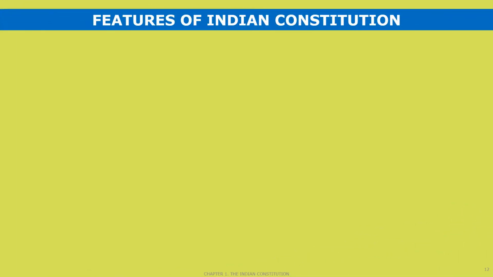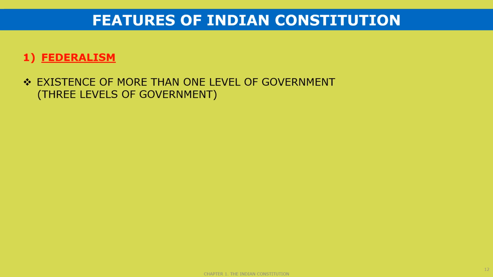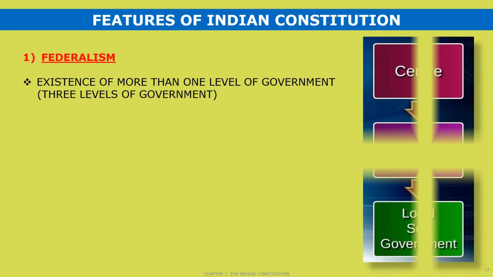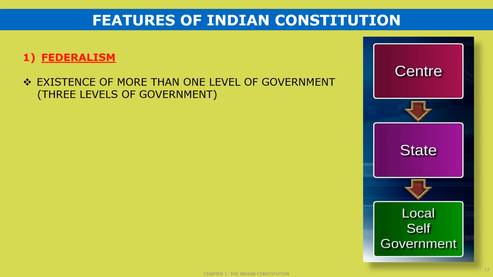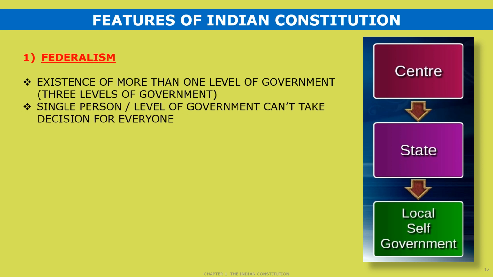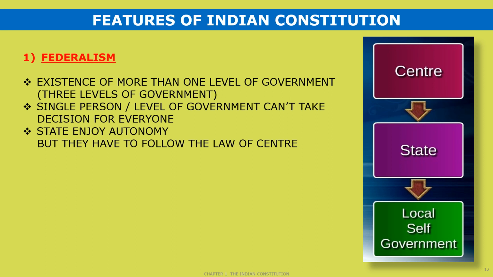Let's look into the features of the Indian Constitution. Federalism, which means existence of more than one level of government. In India, we have three levels of government: center, state, and local self-government. A single person or a level of government cannot take decisions for everyone in a federation. Here, the states enjoy autonomy, but they have to follow the laws of the center.